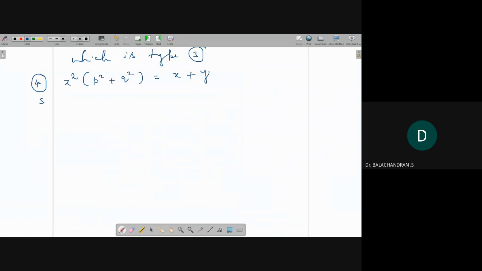Okay, now the solution. So here you can write z square p square plus z square q square is equal to x plus y. Can you write like this? Then z into p whole square plus z into q whole square is equal to x plus y, sir. Now here what is the value you can find out from here?